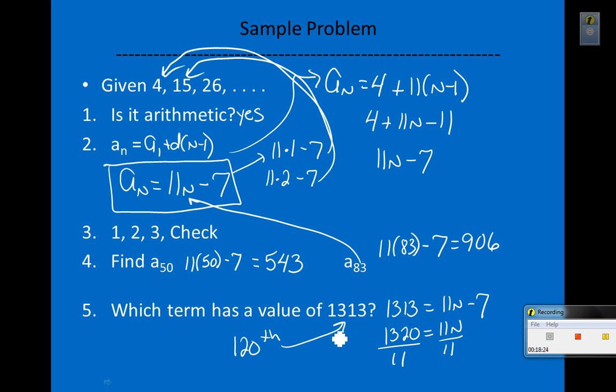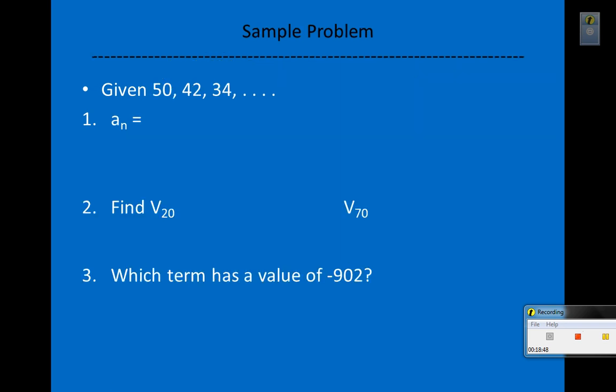Let me point out something while I'm here. When you're doing this part where it says which term, it can never be negative. And it can never be a decimal. It's always got to be an integer of some sort. I've got 2 more to do with you, and then I'll ask you to pause the video and try 2 of them before I move on.